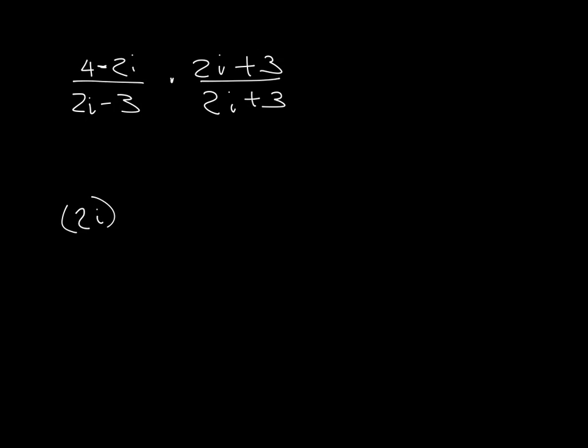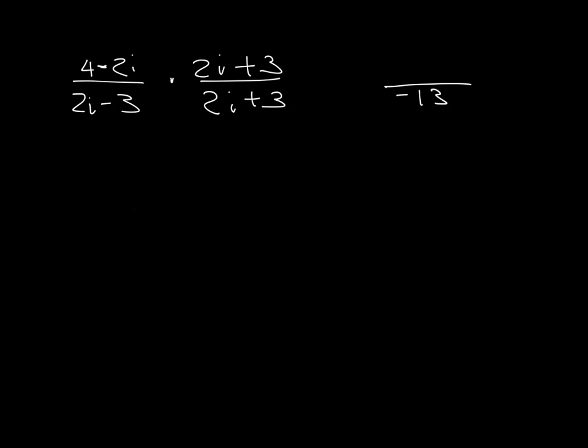4 minus 2i over 2i minus 3. So again, we're going to multiply by the conjugate. And we get 2i squared minus 3 squared. So again, we're working on the denominator. i squared is -1. 2 times 2 is 4, so that gives me that and that, which gives me a negative 13 for my denominator. Okay, so I'll put that there.